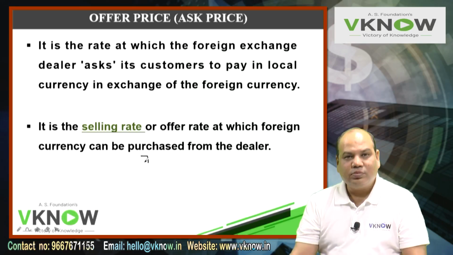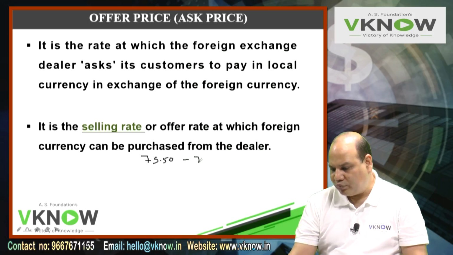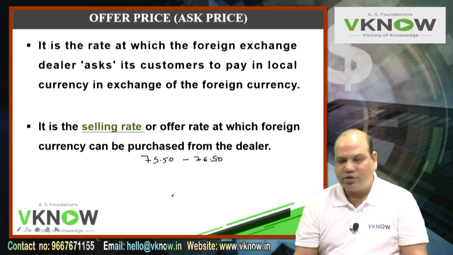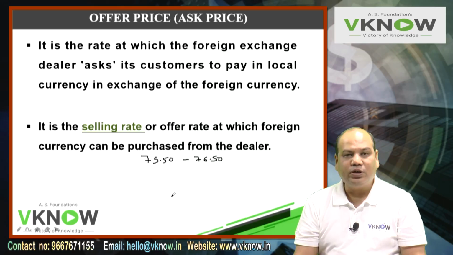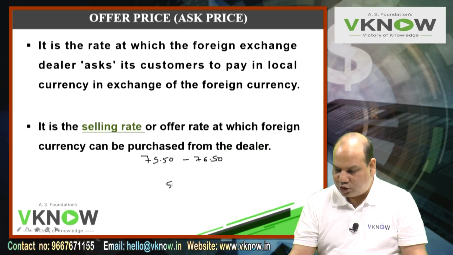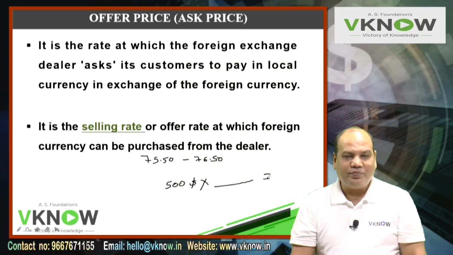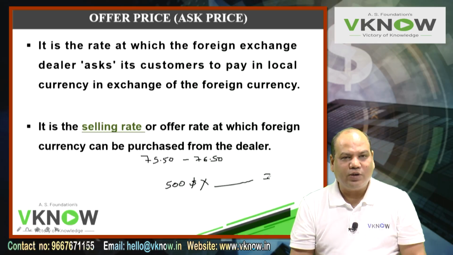Again he tells you, article, go to the bank, ask for the rate. So the bank says rate is 75.50, 76.50, because the exchange rate will keep changing. You come and tell your boss, sir, the bank is telling you the rate is 75.50 - 76.50. Your boss has got $500. He wants to convert into rupees. So now the question will be, at what rate the bank will convert $500 into rupees and give you the rupee amount.